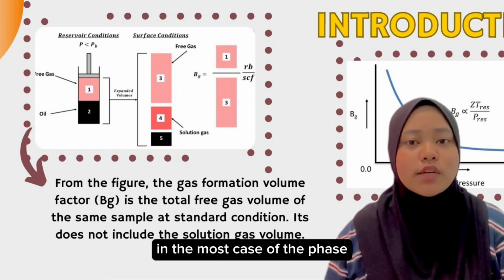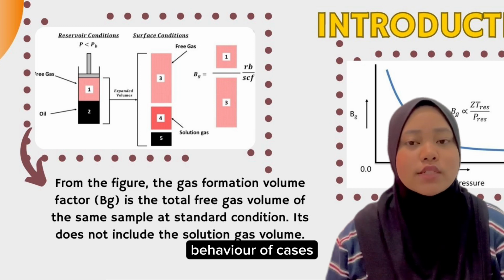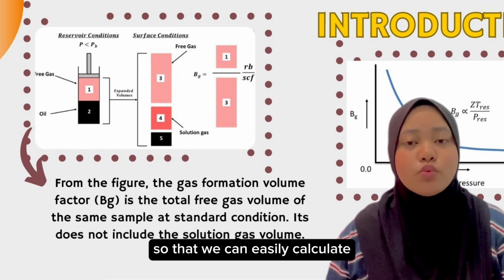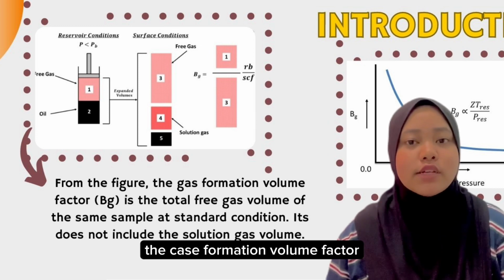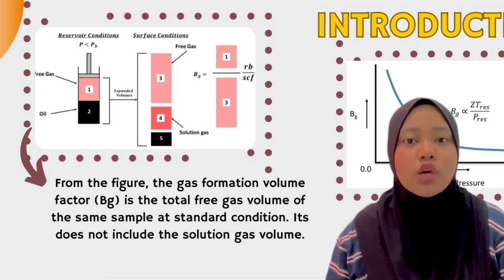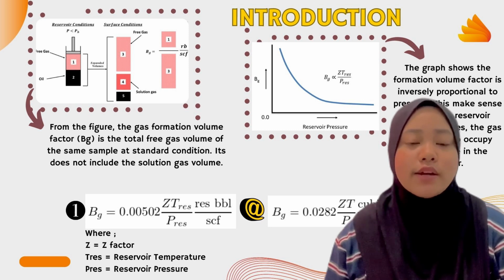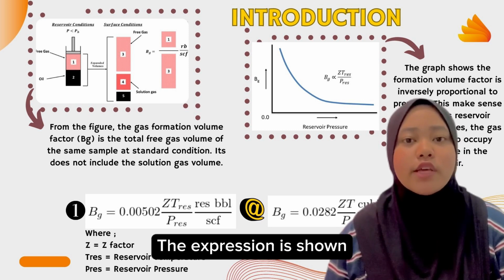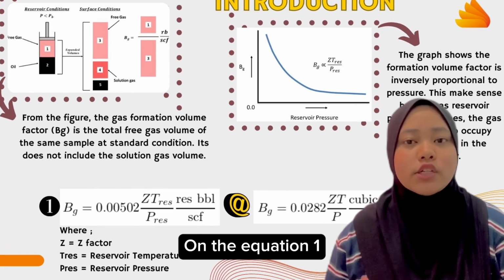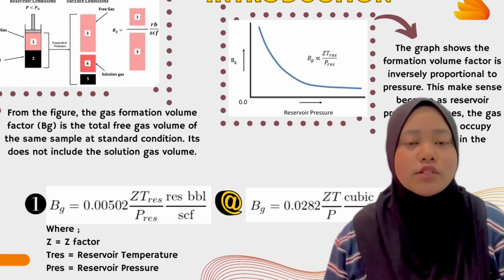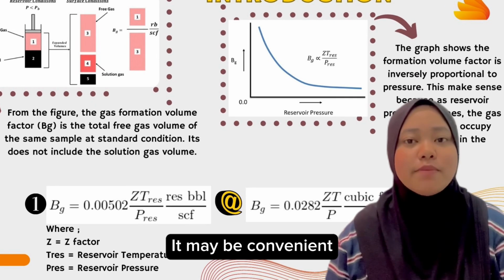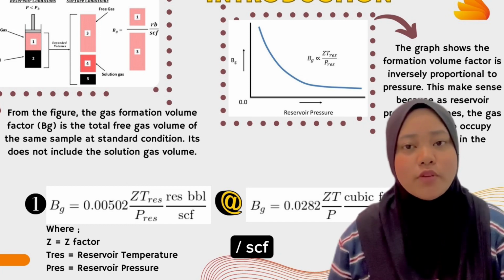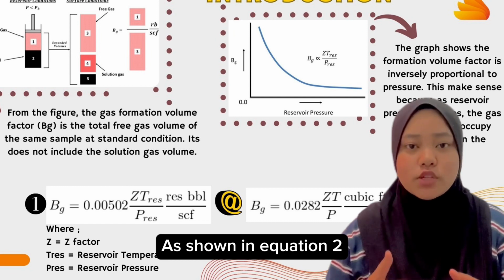Fortunately, in most cases, the phase behavior of gases can be explained by equations and correlations, so that we can easily calculate the gas formation volume factor with a simple formula rather than performing a PVT test on the gas sample. The expression is shown in equation 1. For gas reservoir and pipeline calculations, it may be convenient to express equation 1 in units of cubic feet per scf, as shown in equation 2.